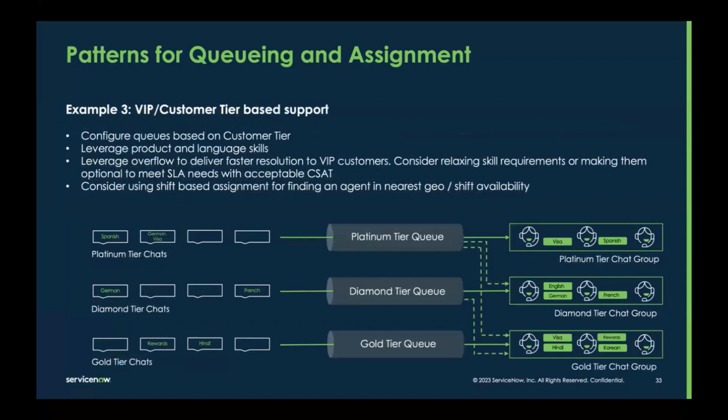A third pattern here is customer tier-based support, which is where you may have tier-based queues. You have a tier for your platinum customers, diamond customers, and gold customers. Because your platinum customers are most important and you want to get to them quickly, you can have two levels of overflow. The diamond group is the first overflow, while the gold group is the second overflow. Your diamond customers may be your second most important, in which case the diamond group is the primary group, but the gold group can serve as the overflow group.